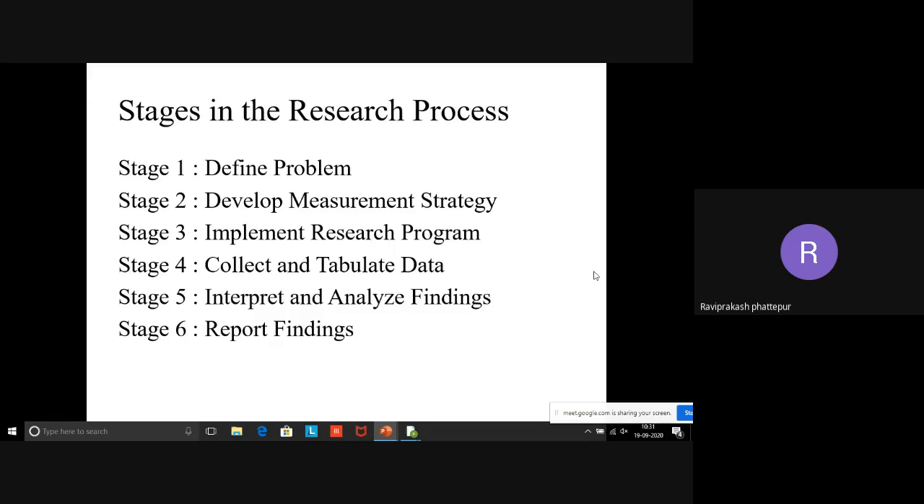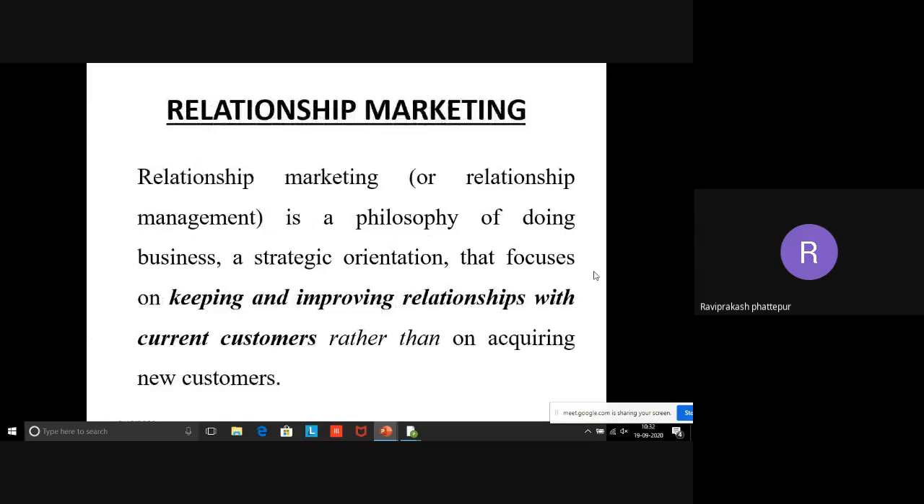Next, moving to relationship marketing. Okay, so what is relationship marketing? Relationship marketing or relationship management is a philosophy of doing business, a strategic orientation that focuses on keeping and improving relationships with current customers rather than on acquiring new customers. So, what this tells you is that we are focusing more on retaining the customers we already have than on getting new customers. Okay, this is relationship marketing.